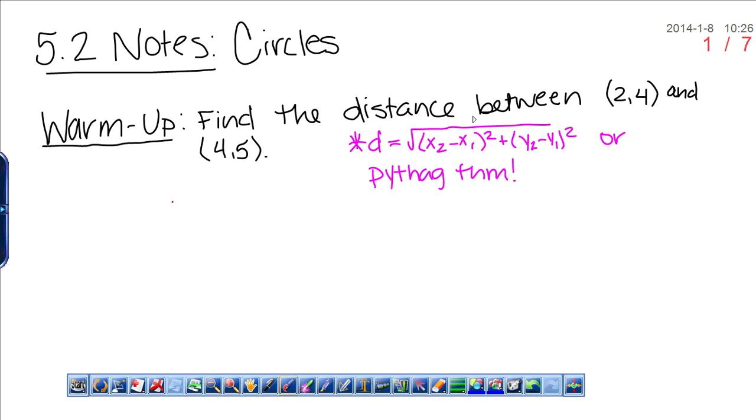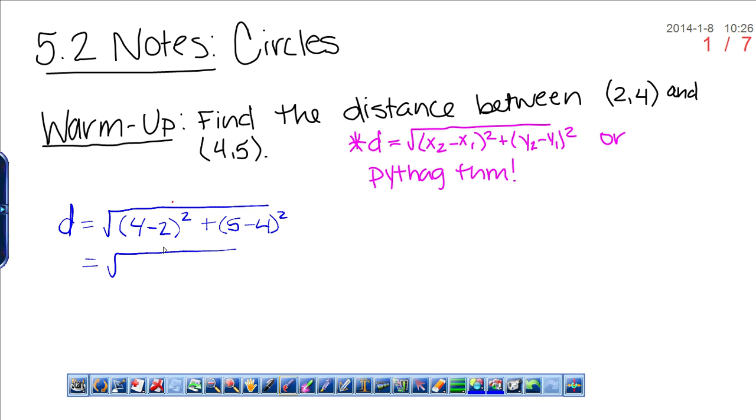Okay? So if you used your distance formula, you would have had 4 minus 2 squared plus 5 minus 4 squared, which would have given you the square root of 2 squared, which is 4, and 1 squared, which is 1. So the square root of 4 plus 1 is the square root of 5. Is everyone okay with that?